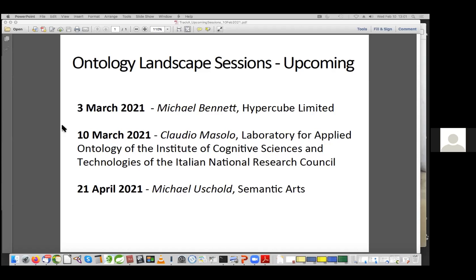But keep these dates in mind. Mike Bennett is going to talk about the landscape of ontologies from the point of view of conceptual models. Claudio Mazzullo is going to talk about their experiences from this lab in using Dolce for creating ontologies. And Mike Oshold is going to talk about his experiences from the practical end of actually building ontologies for organizations. These are usually large organizations too.